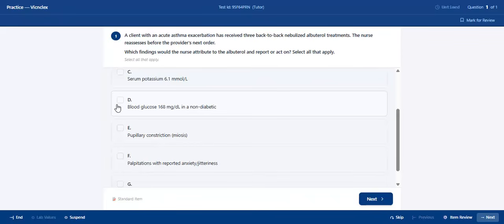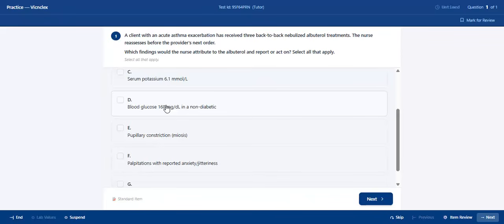Are you following? Now you have to ask yourself, what is the normal sugar level in someone that is non-diabetic? It usually ranges from 70 milligram per dL to 110 milligram per dL. Some textbooks can tell you 120 milligram per dL. So we're having 168. This is way high. We are having hyperglycemia here in someone that is non-diabetic.